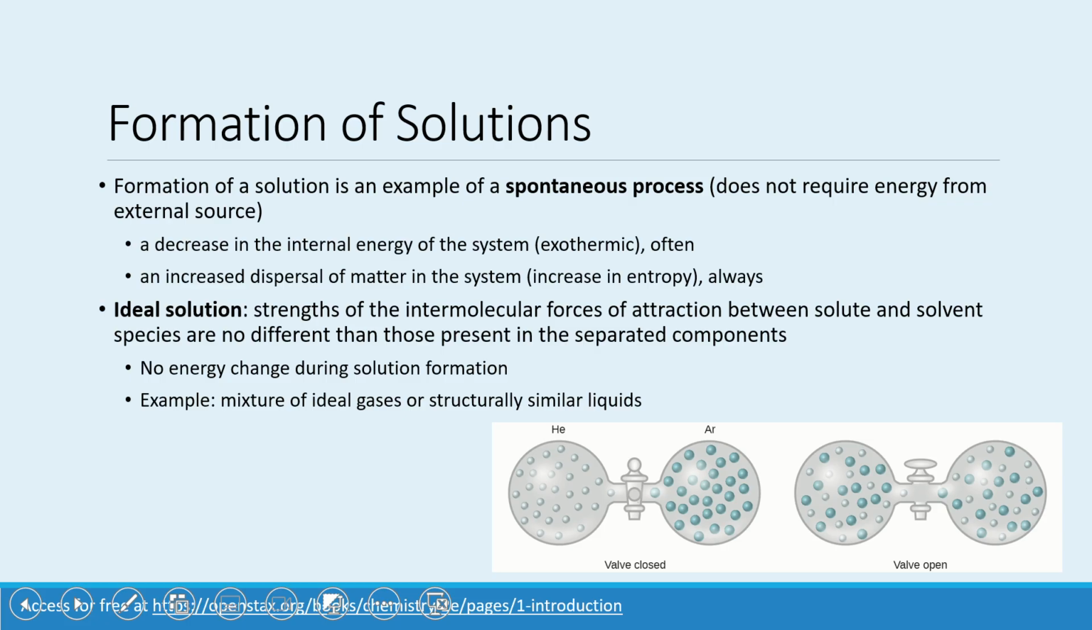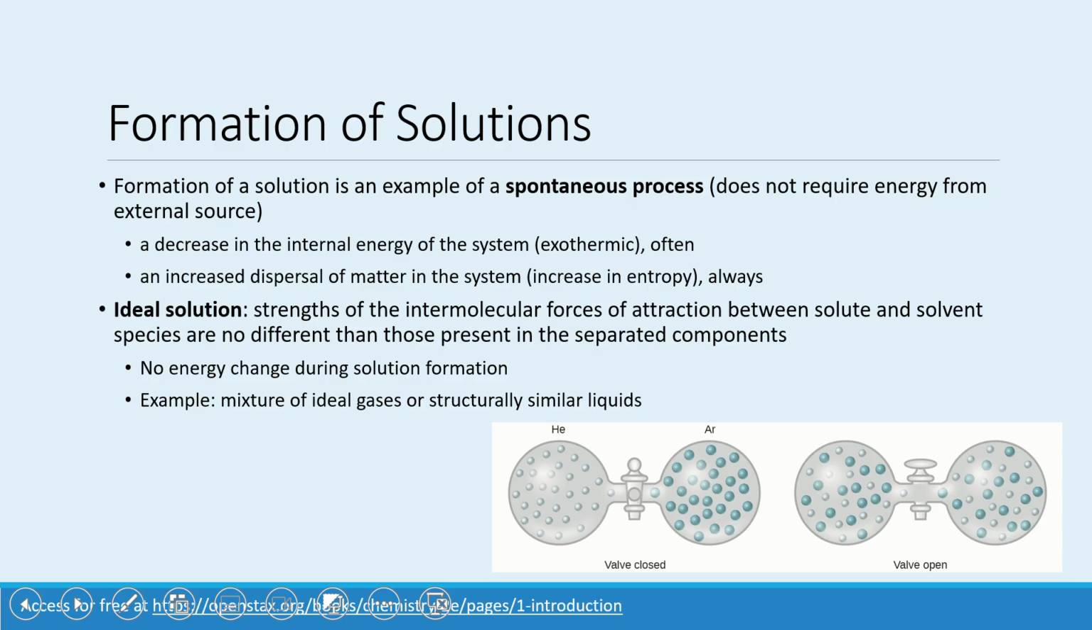But what does always happen is that you have an increase in the dispersal of matter of a system. So we call this an increase in entropy, right? So an increase in the disorder of the system. So when we form a solution, we're always going to have an increase in the disorder, but we won't always have a decrease in the internal energy. And one example of this is an ideal solution. So an ideal solution is going to be when the strength of intermolecular forces between the solute and the solvent are no different than the solute-solute or the solvent-solvent forces.